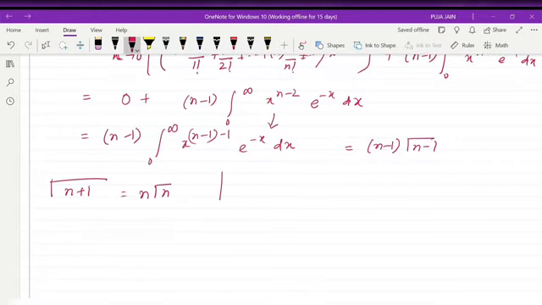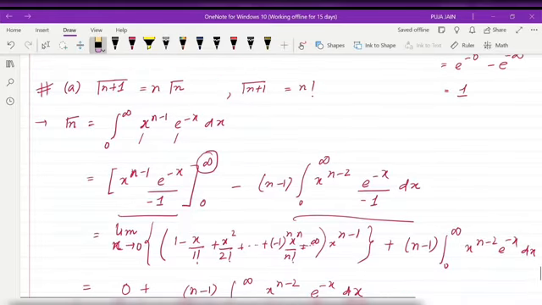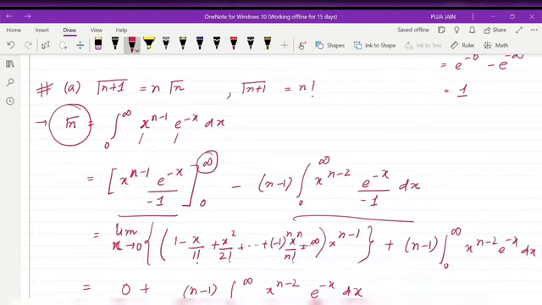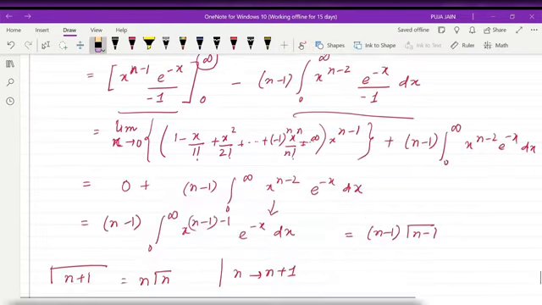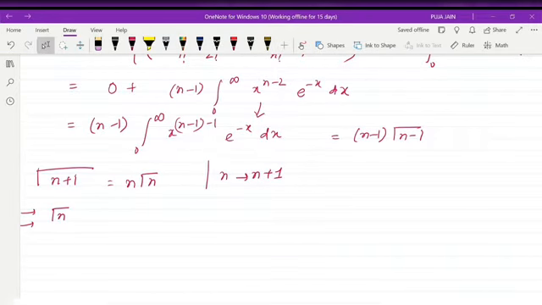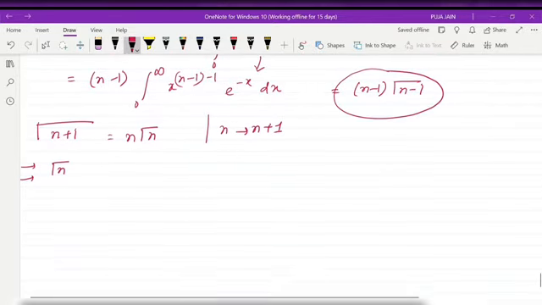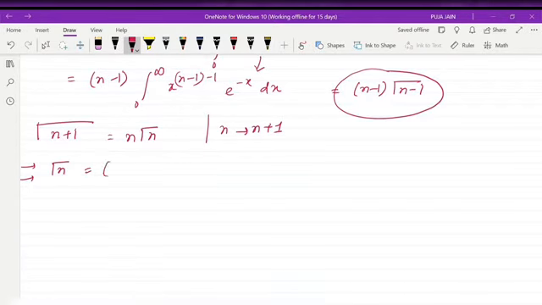If we replace n by n plus 1, then we will get the same. Initially, I am showing you, we got gamma of n as n minus 1 gamma of n minus 1. We got this.